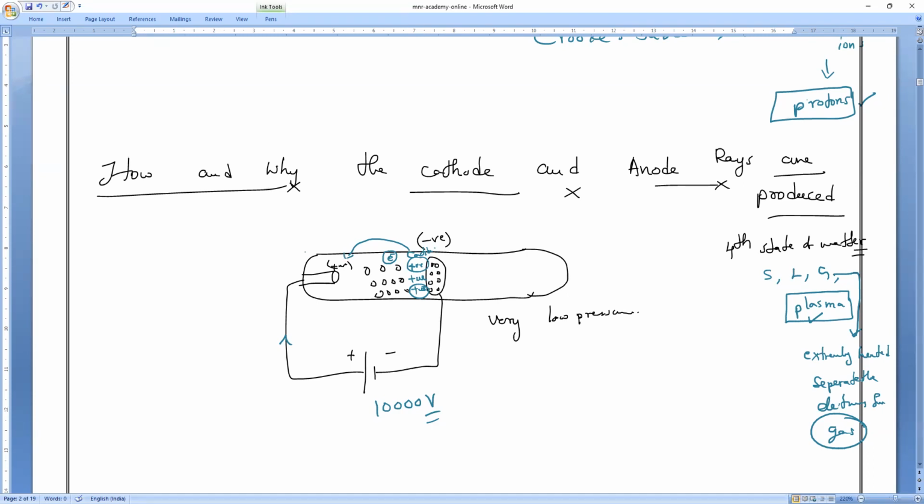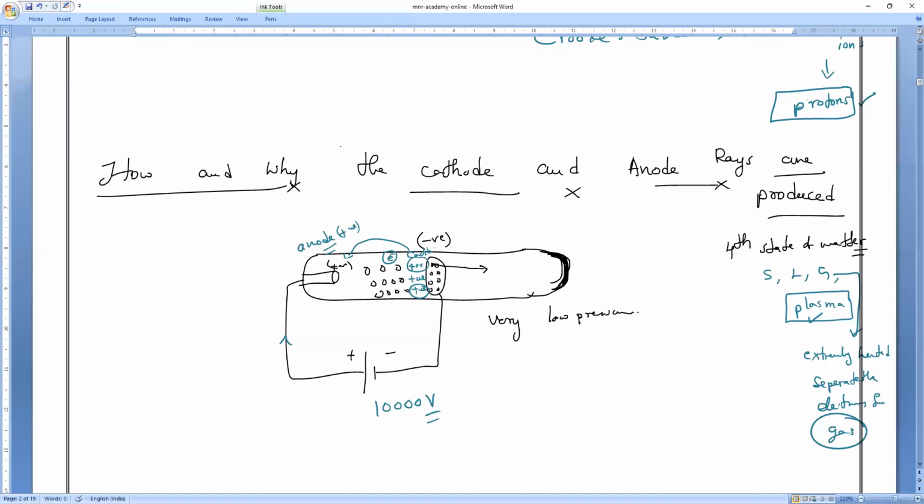The reason is that here the anode is present. What charge is the anode? Positive charge. Does a positive and a positive charge attract? No. So what will happen? These positive charges pass through these canals and form the red fluorescence on the opposite side of the anode.